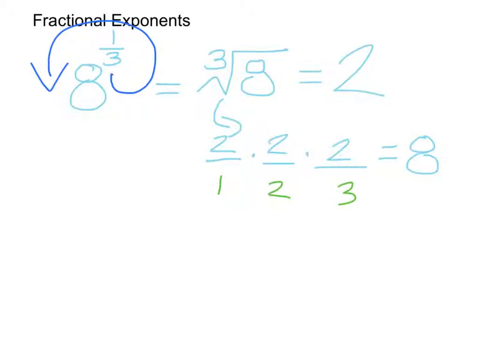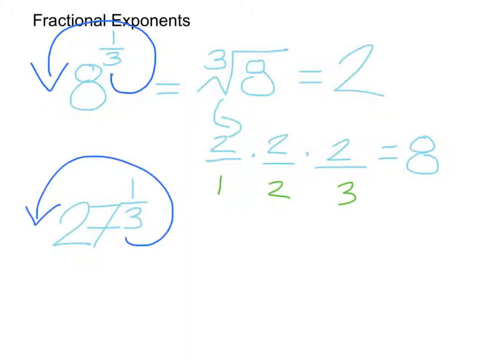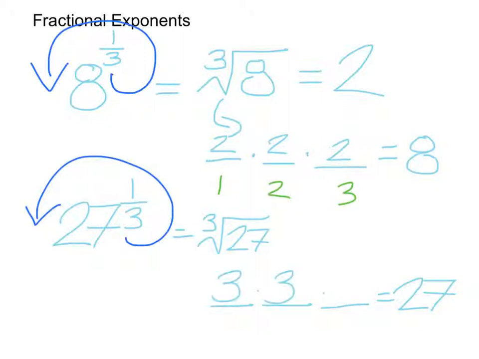Let's try another one. Let's take 27 and raise it to the 1/3 power. We're going to take this 3 on the bottom and bring it to the outside. So now we have the 3rd root of 27. That's asking ourselves what number times what number times what number would get me to 27. If I take a while to think about that, I realize that 3 times 3 is 9, and 9 times 3 gets me to 27. So the 3rd root of 27 gets me to 3.